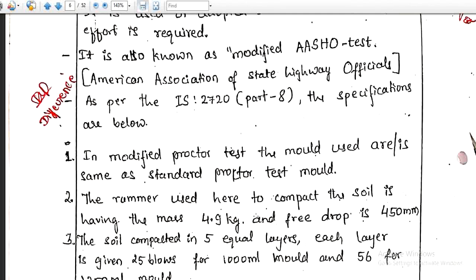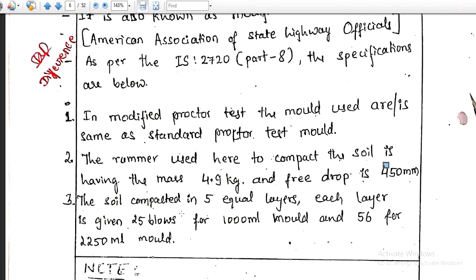But the hammer used to compact the soil has a mass of 4.9 kg. There the hammer mass was 2.6 kg, so it is almost doubled here. And the free fall of this particular hammer is 450 mm, whereas in the standard Proctor test the free fall is 310 mm. The soil is compacted in 5 layers.